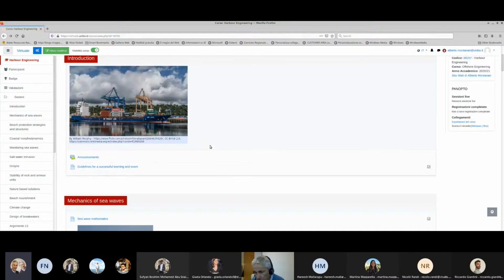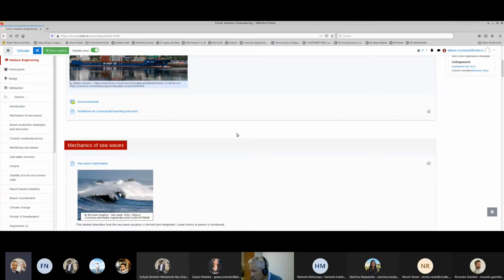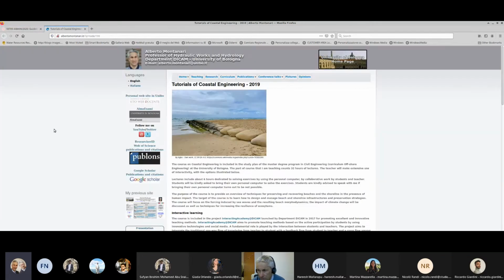Now, if you see under introduction, after the announcement, you see a page called Guidelines for a Successful Learning and Exam. I think these are useful guidelines, because it's information regarding how the course is taught, how the exam is organized. If we click here, now we see that a second page is open with the link, open the web page on the teacher's website. If you click there, you go on my website.